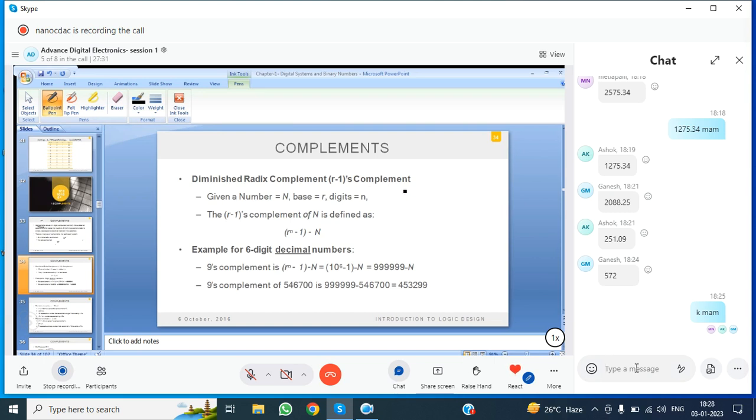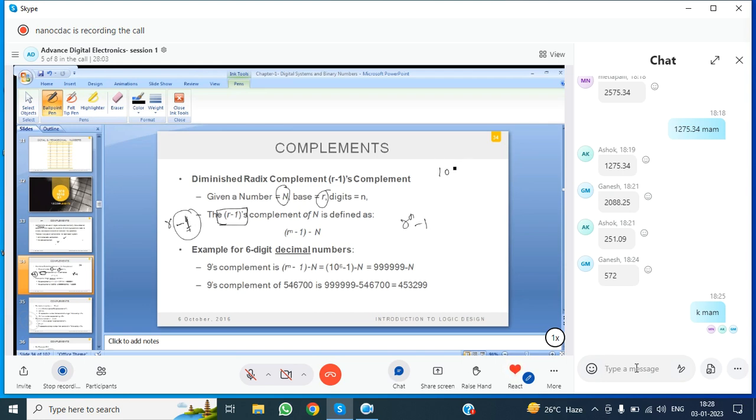Now suppose a number is given, a number N. The base, or radix, is R, and the number of digits is n. So the R minus 1's complement is the diminished radix complement. Actually R is the radix, and now we are diminishing the radix by adding minus 1 to it. The diminished radix complement is defined as R power n minus 1.